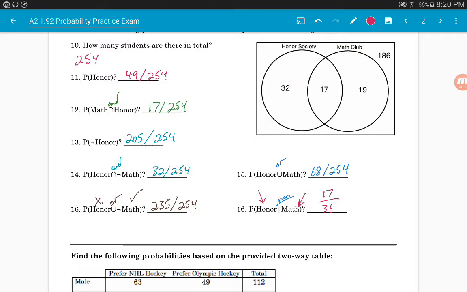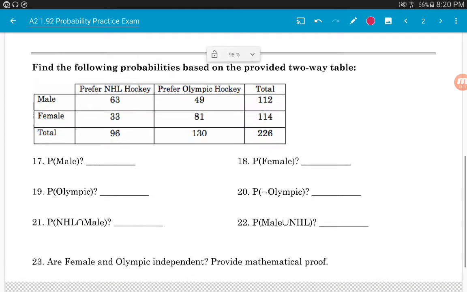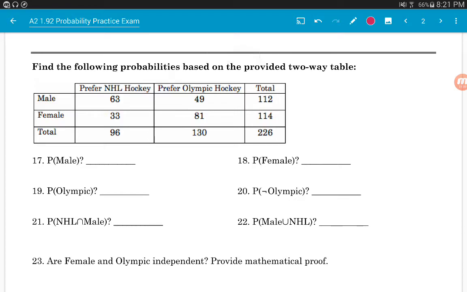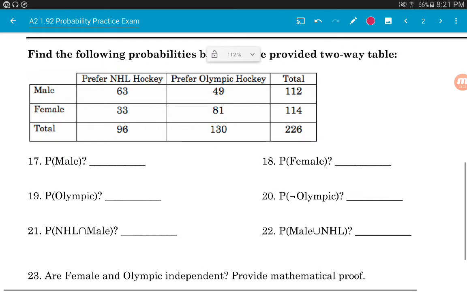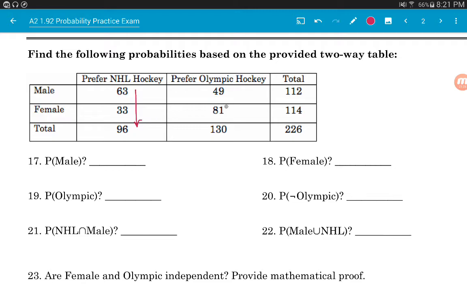So let's move on and talk about the two-way table. The way it works is all the rows and columns add up to give us the totals. They all add up in this direction, and our totals can be found on the bottom and on the right. So all my probabilities should pretty much be out of 226 unless there is a given. The probability of being male: there are 112 males out of 226 total.